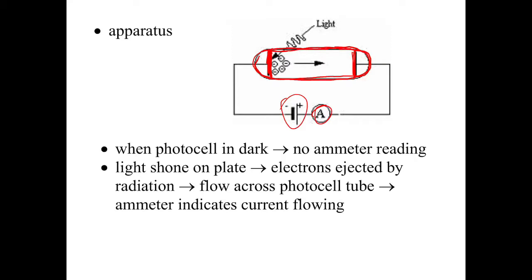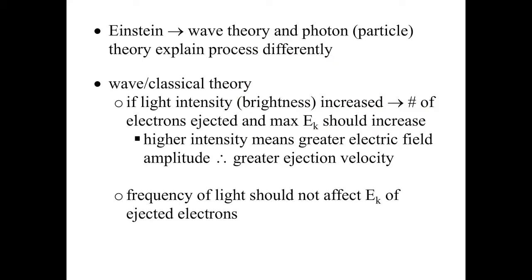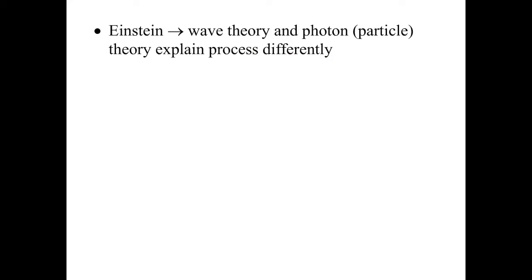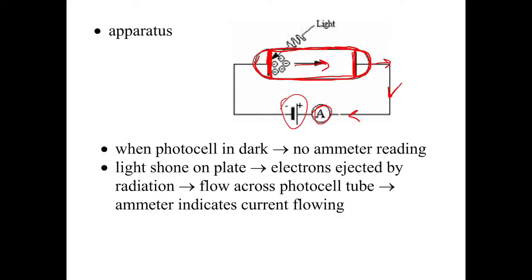There was a reading on this ammeter that there was current going through, which is pretty interesting. So what we came up with is that electrons must be ejected by this electromagnetic radiation. They must be flowing across the photocell tube, and then they keep going along the conductor. But across space with nothing there to really make them flow is pretty crazy. So the thing is, this doesn't really go with our wave theory of light, okay?